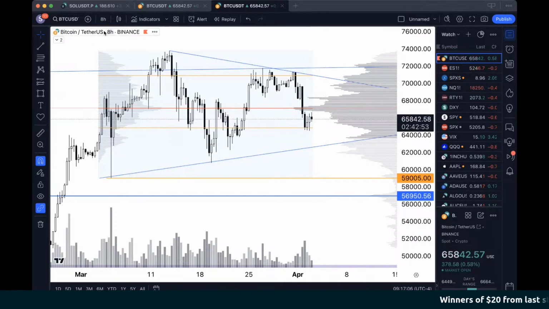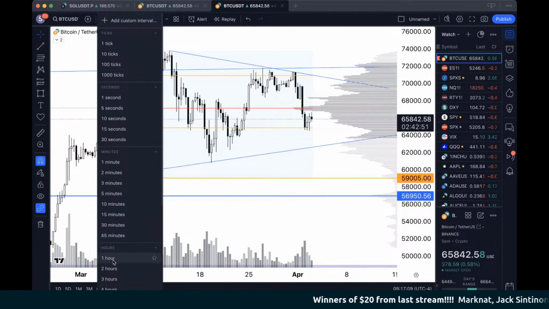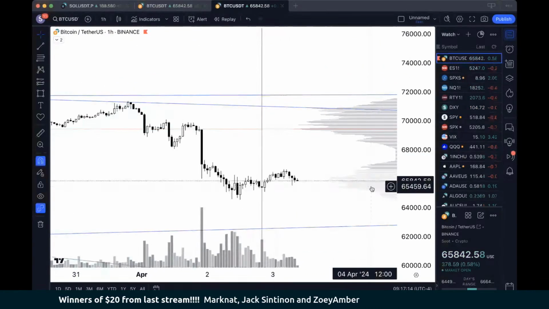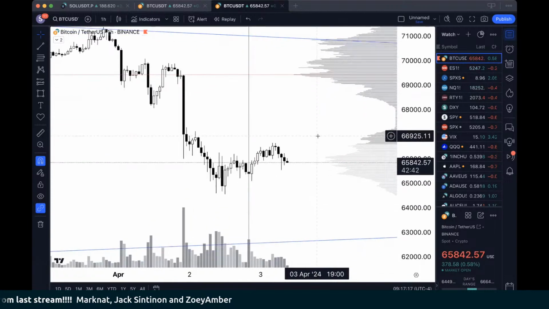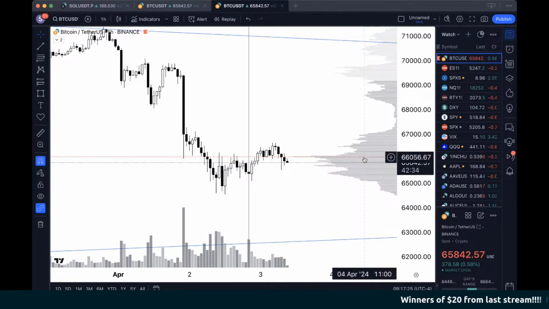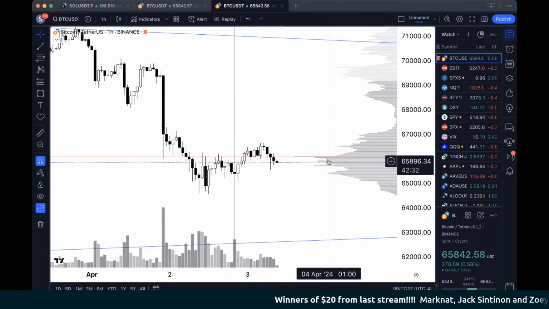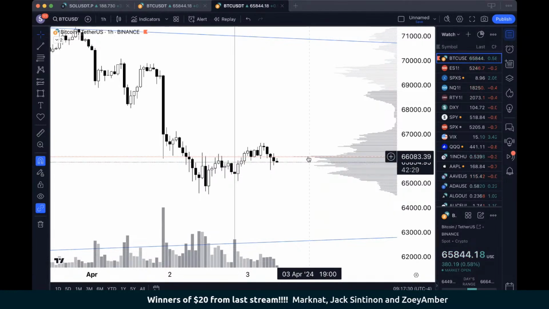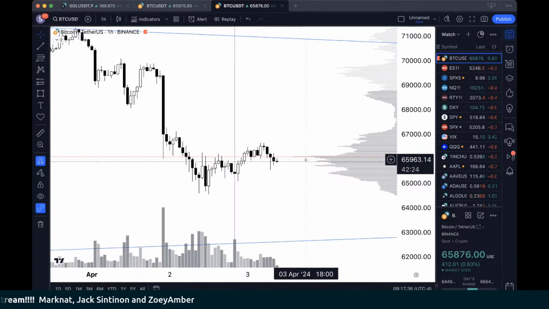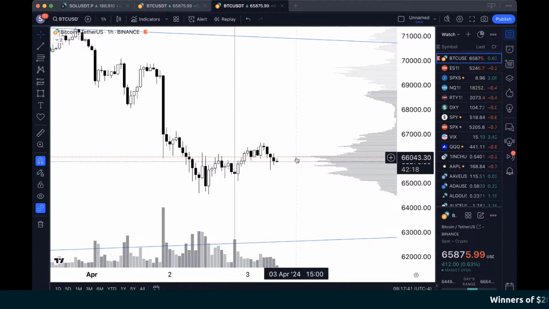I've been talking a lot about the 66K level, and I think when you look at it on a low time frame, you can see why. We're just failing to hold. There's a significant amount of volume at 66K. And so what I'm looking at is we need to start trading and accepting above that for me to feel confident and take a long up towards 70K.